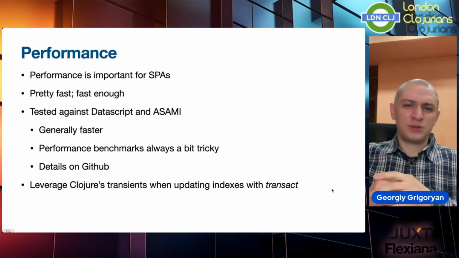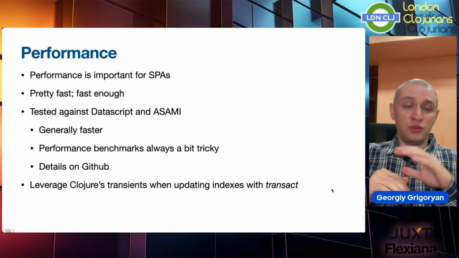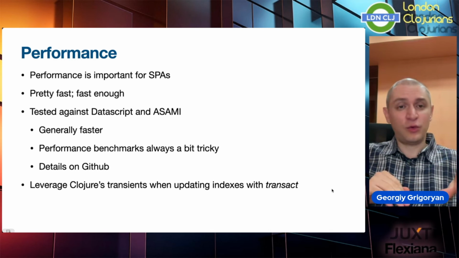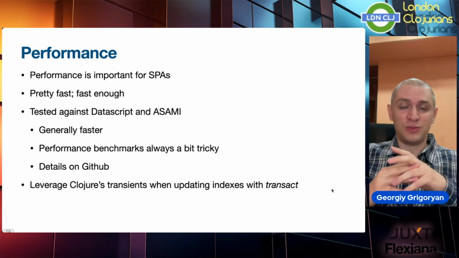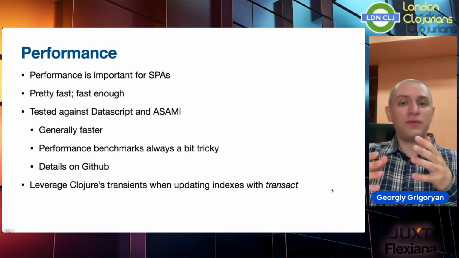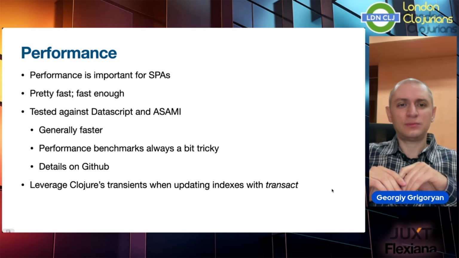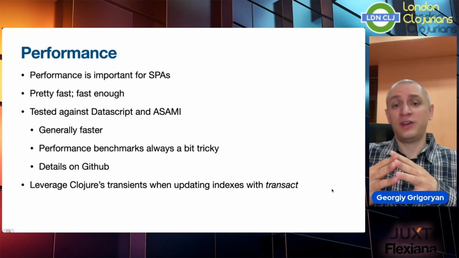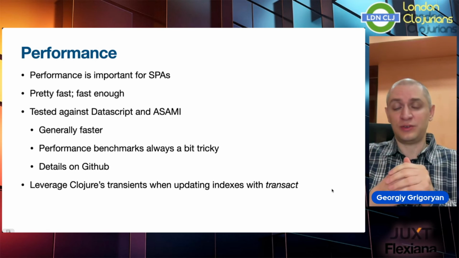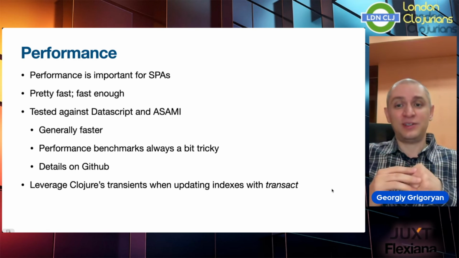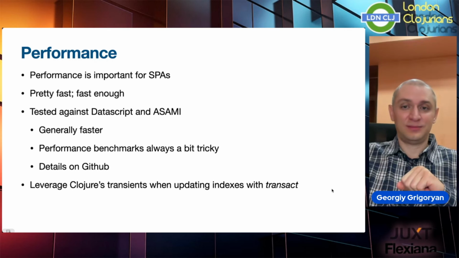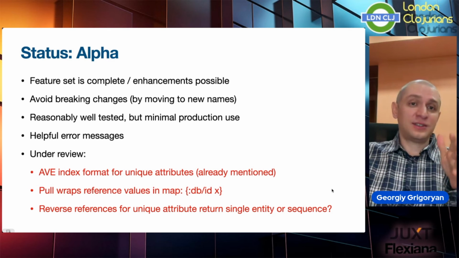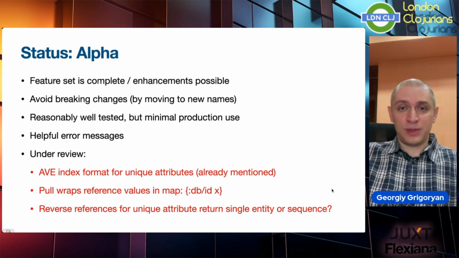Of course, performance benchmarks are tricky, and if you want to review, the details are all on GitHub, exactly which benchmarks I did. But it's generally faster with some exceptions, and it does leverage Clojure's transients when updating the indices with transact, so that speeds things up nicely. So the status is alpha, and this will explain why.